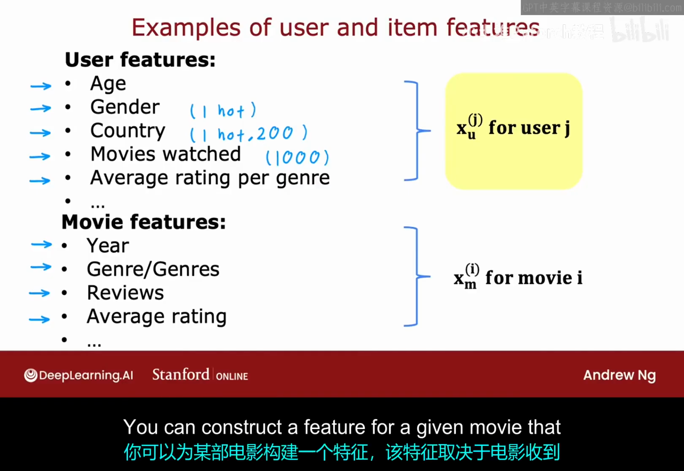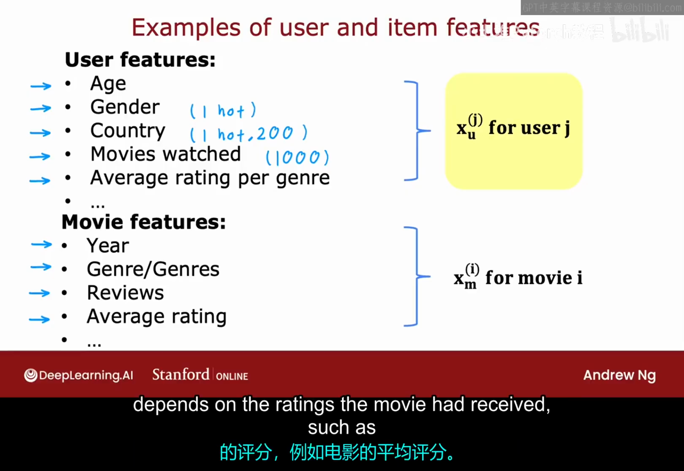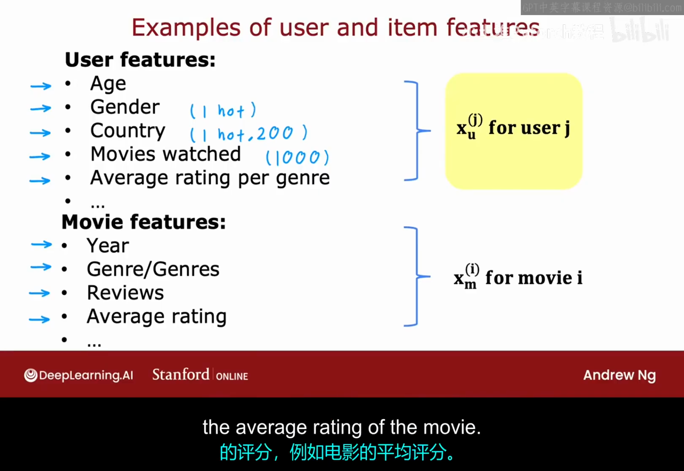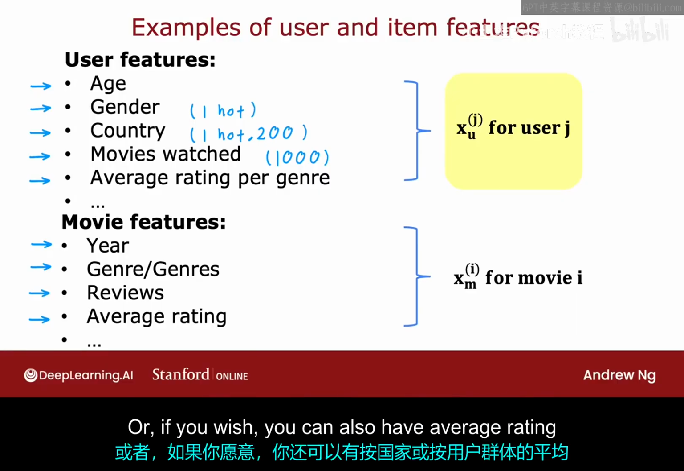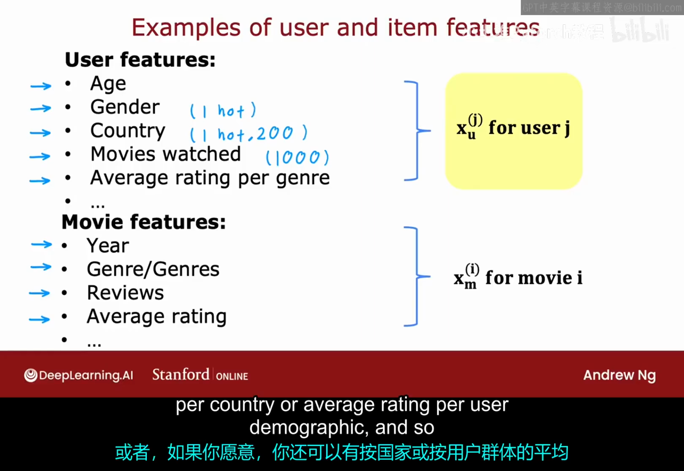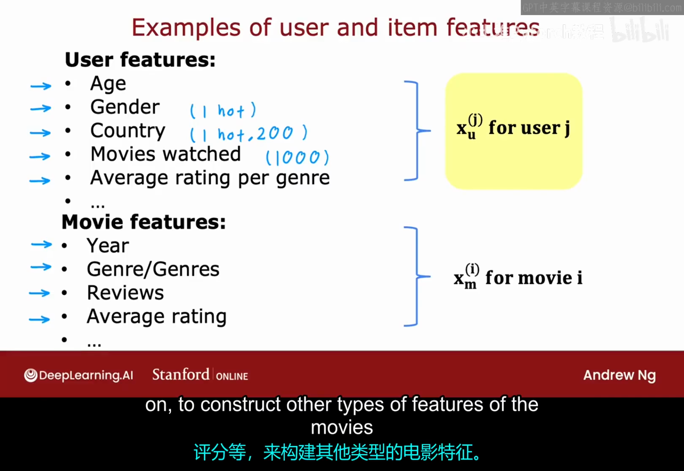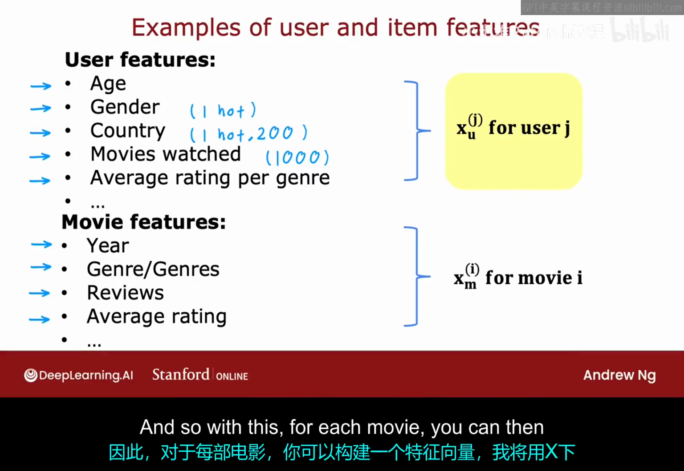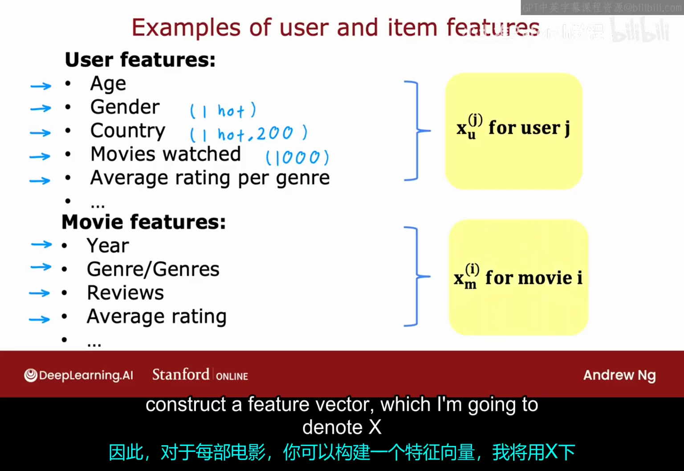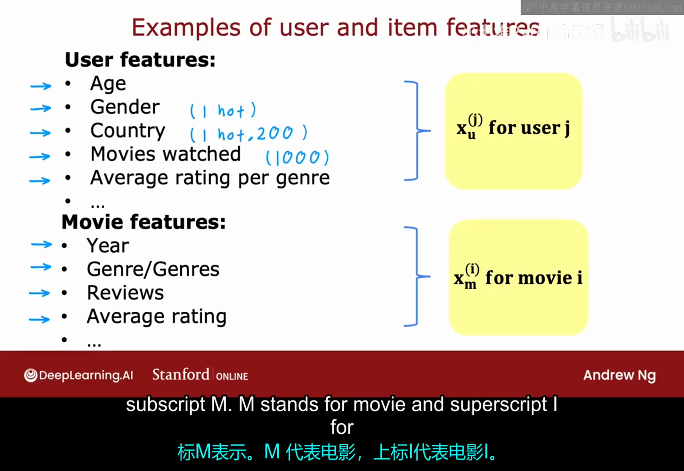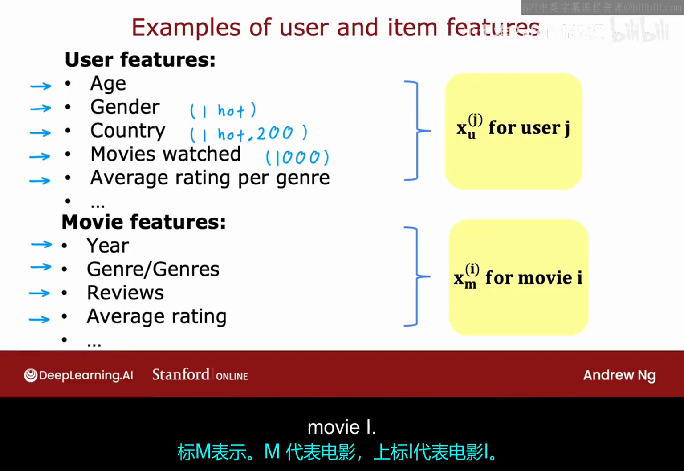You can construct a feature for a given movie that depends on the ratings the movie had received, such as the average rating of the movie. Or if you wish, you can also have average rating per country or average rating per user demographic, and so on to construct other types of features of the movies as well. And so with this, for each movie, you can then construct a feature vector, which I'm going to denote X subscript M. M stands for movie, and superscript I for movie I.